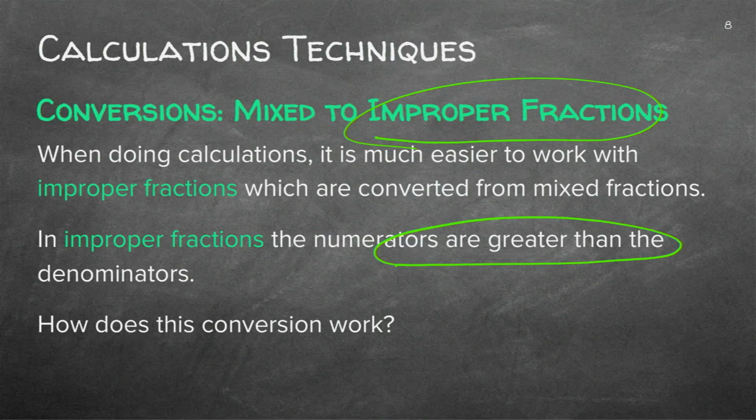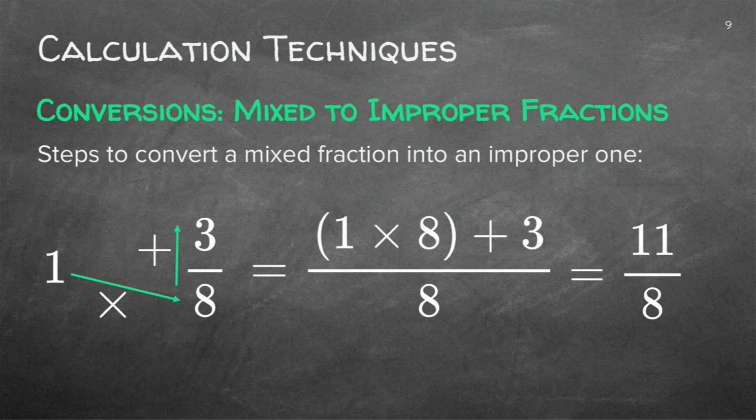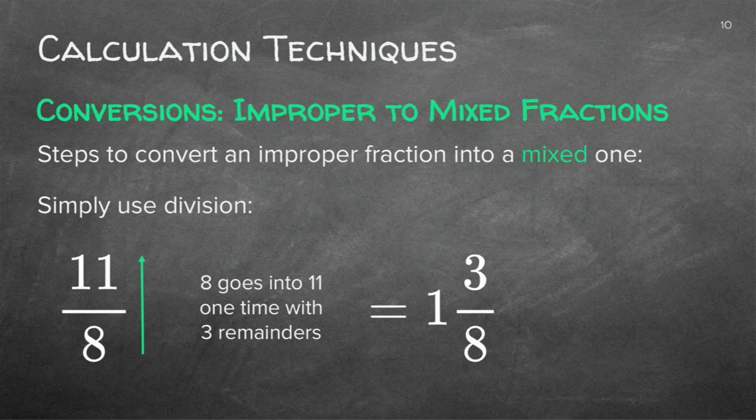How does this conversion work? Now, you've been working with this for a long time. You can just look at this again. Make sure you can do it because you're going to do it many times. Steps to convert a mixed fraction into an improper one: you multiply the whole number in front, the integer, by 8 plus 3, which gives you 11/8. That means it's 8/8 plus 3/8, which gives you 11/8 because 1 is 8/8.